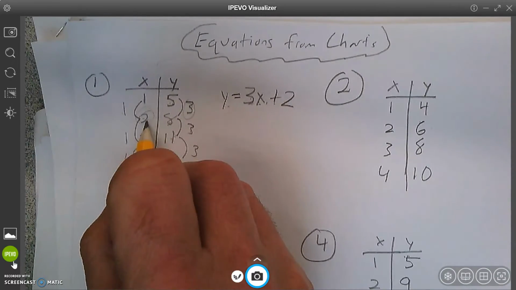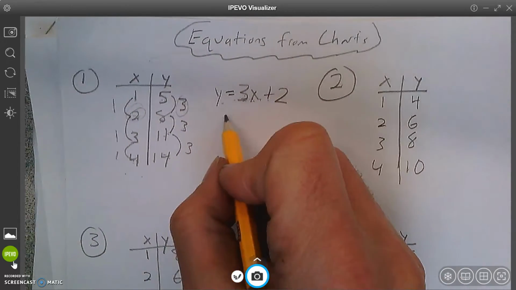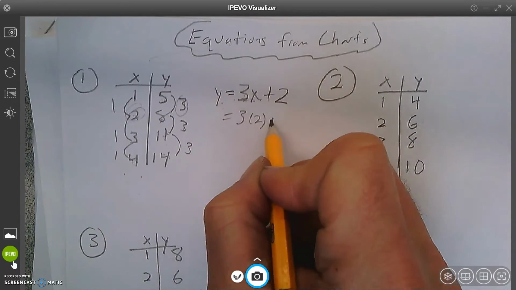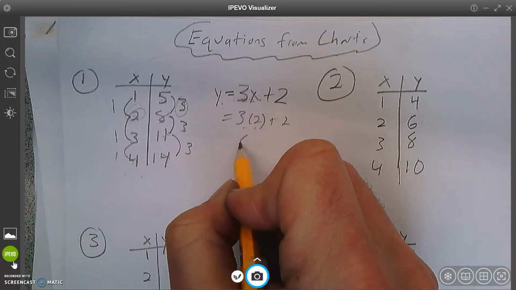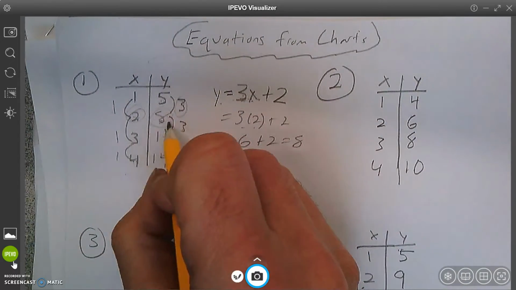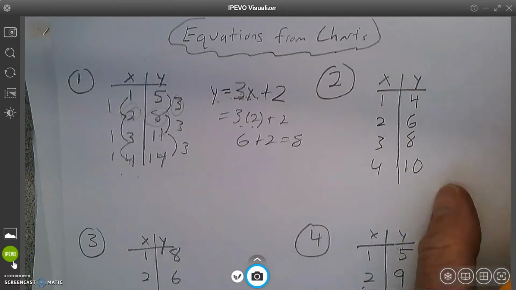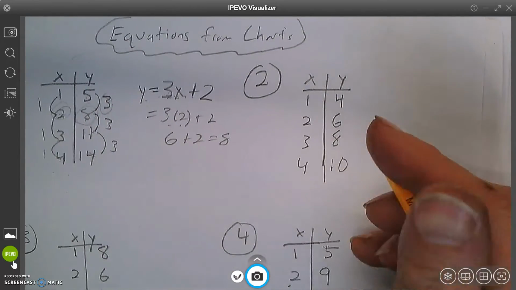Let's see if it works for 2. I just chose it at random. 3 times 2. If you want to do it like this, you can. 3 times 2 is 6. 6 plus 2 is 8, which is that right there. There we go. And it would work for any one of these. So, great job. Let's try number 2 over here.